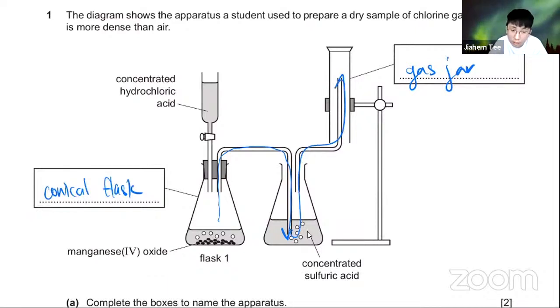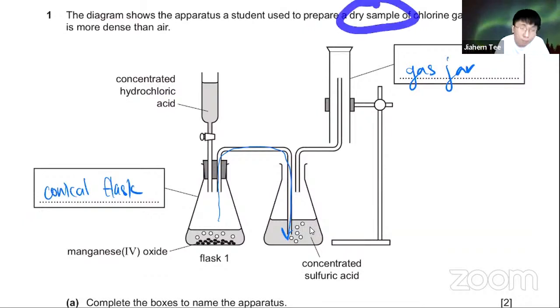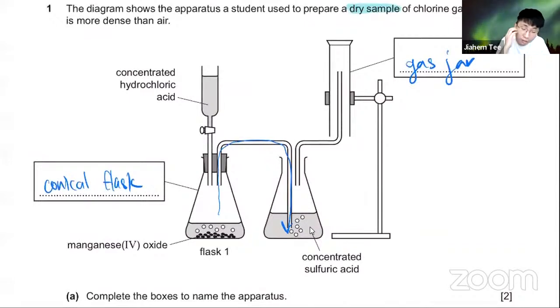One thing here, guys. Do you see that the tube here is not connected to this part here? What's the meaning of it? It means that we want the gas to dissolve into the acid. But actually this acid here is to dry off the gas, because they want you to have a dry sample. So this concentrated sulfuric acid is like a drying agent, a dehydrating agent. Then the gas will go up to this gas jar.